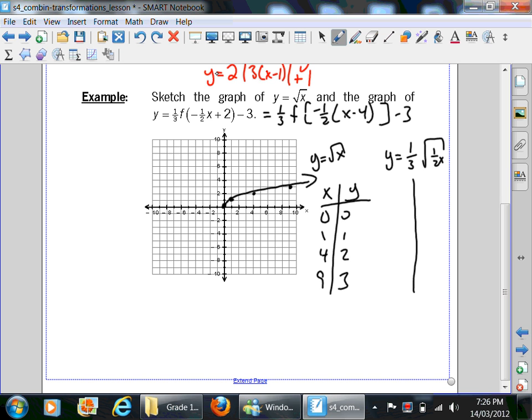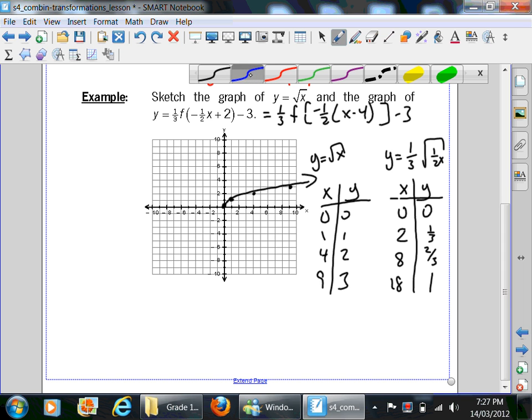So, for our table of values then, we're going to get 0, 0, nothing happens there. Now with the 1, 1, if we multiply x values by 2, that becomes a 2. If we multiply the y values by 1/3, it's going to become a 1/3. Multiply the x values by 2, that becomes 8. Multiply y values by 1/3, that becomes 2/3. Multiply x values by 2, that's 18, so it's off our grid. Multiply y values by 1/3, and that's going to be 1. So what we get is, and we should do this in a different color, so I'll pick blue.